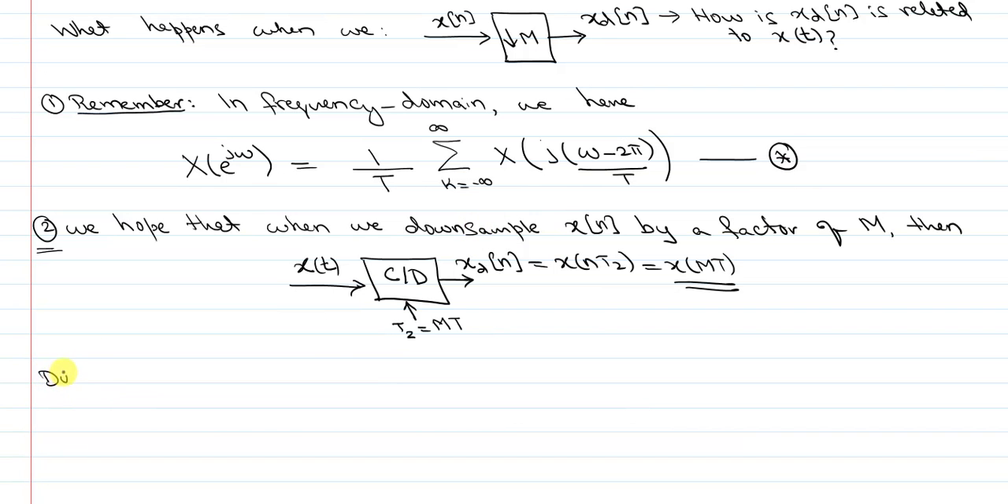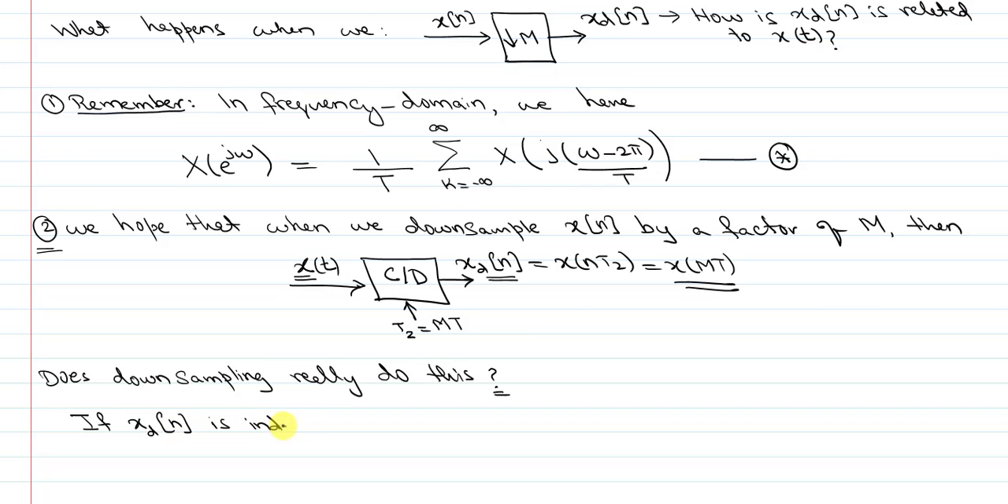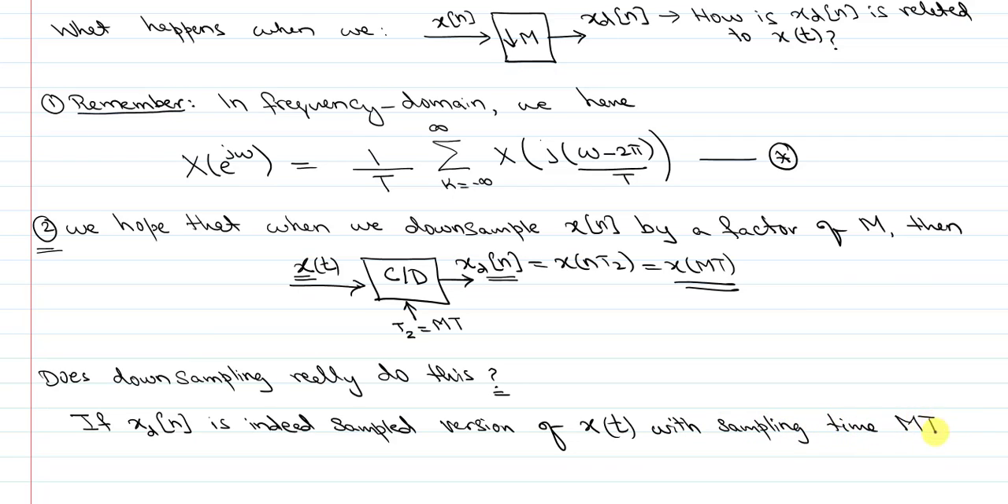So the question is, does downsampling really do this? That is the question that we are interested in asking. And if the downsampling operation was doing this, then we know the relationship between the DTFT of xd[n] and the CTFT of x(t). So if xd[n] is indeed a sampled version of x(t) with sampling time MT, then we know that in that case the following would be true.